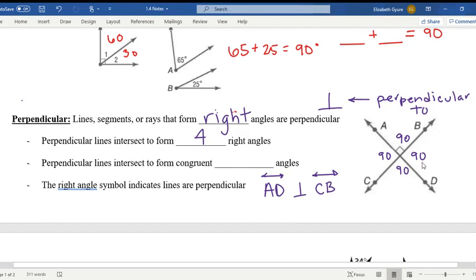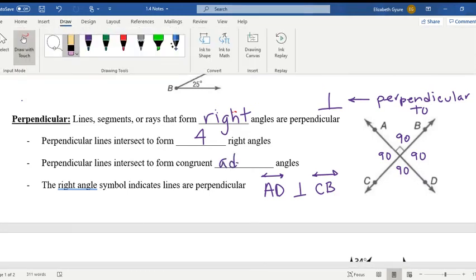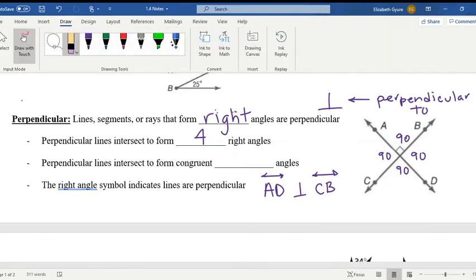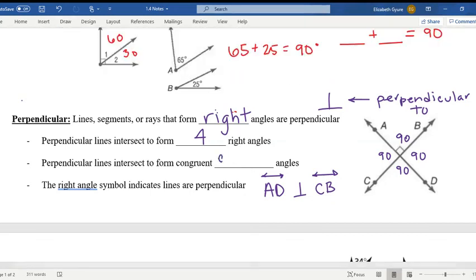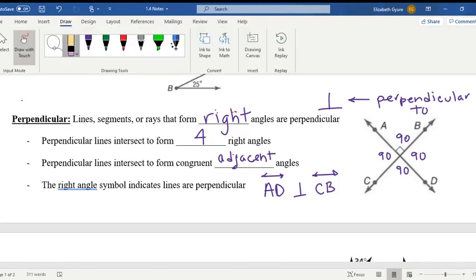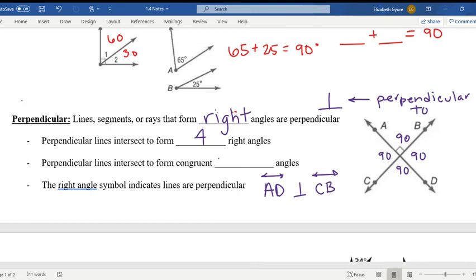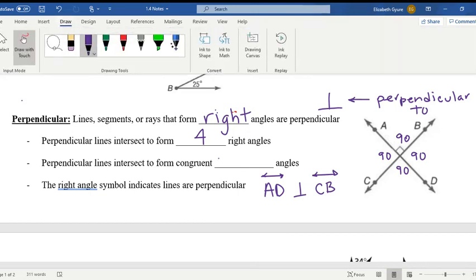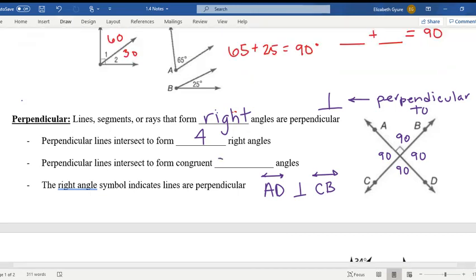And then perpendicular lines intersect to form 4 congruent adjacent angles, right? Because they all happen to be 90, plus they all happen to share a vertex and a side. And then the right angle symbol indicates lines are perpendicular. So if you see a right angle box, that tells you they are perpendicular, right? They form right angles.